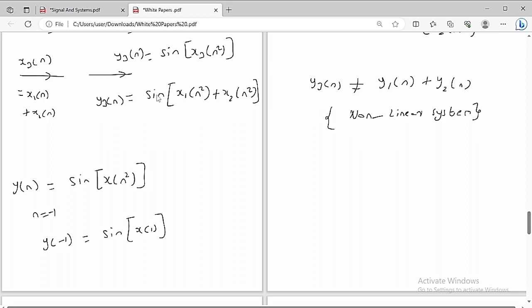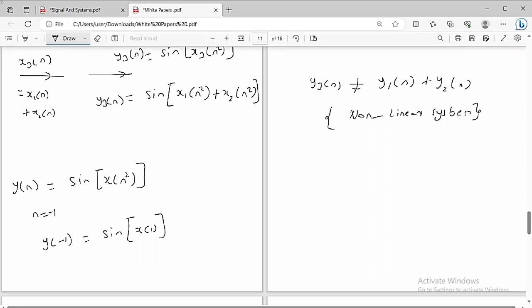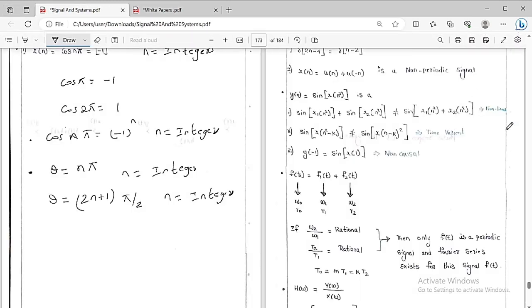So therefore we can say that the present value of the output is determined by a future value of the input. So the given system is said to be a non-causal system. So finally I can say, I already proved that the given system is a non-linear system. The given system is a time varying system, and the given system is also called a non-causal system. So these things you always have to keep in mind.